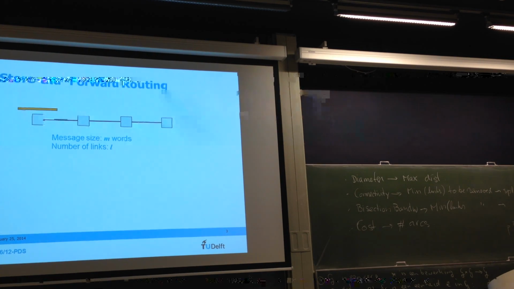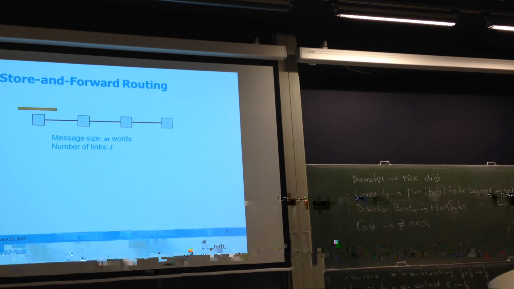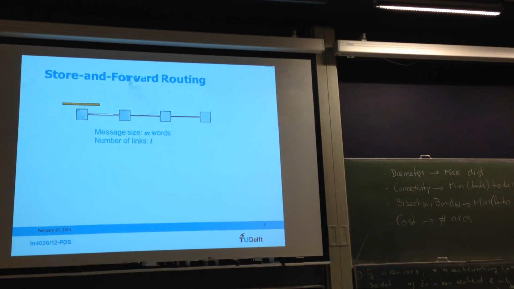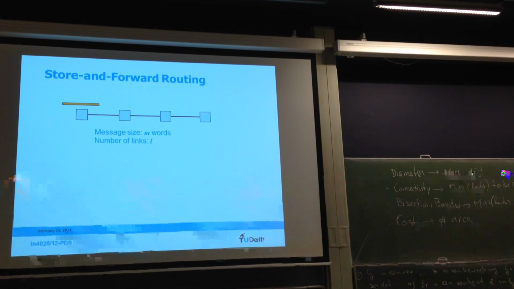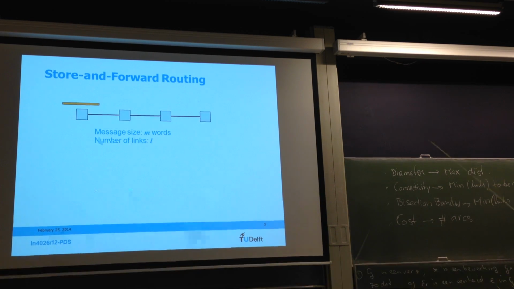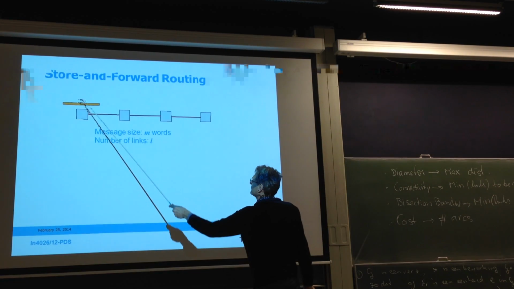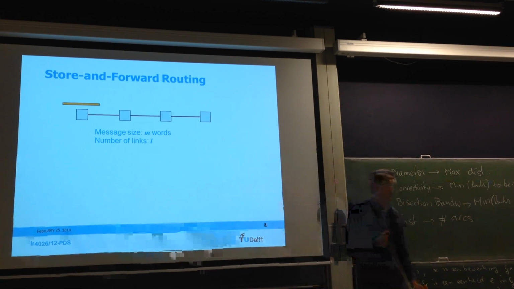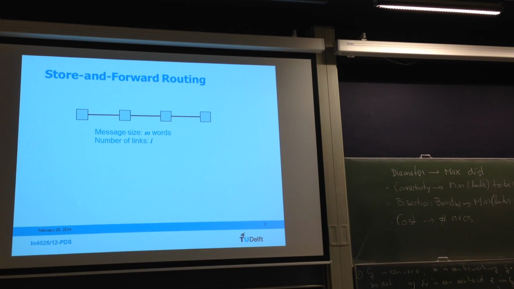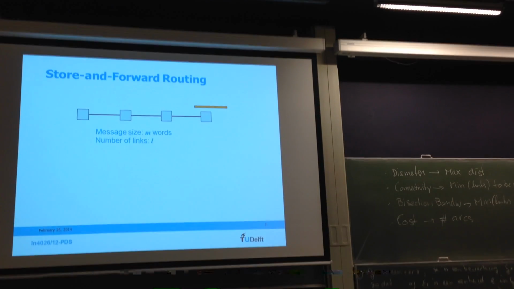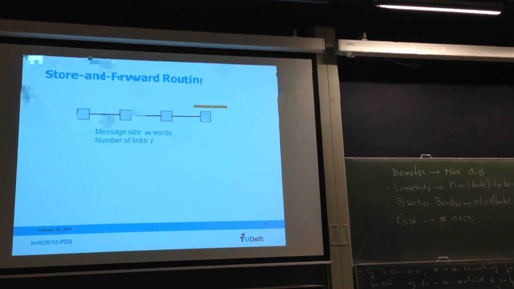Now the first method is a simple method where we have a message of size m words, and the number of links is L. The message starts from the point indicated by the bar here. This is the message, and it has to be transferred from here to here. So basically the whole message is transferred from one node to the other until it ends at the other node. And that's what we call store and forward.